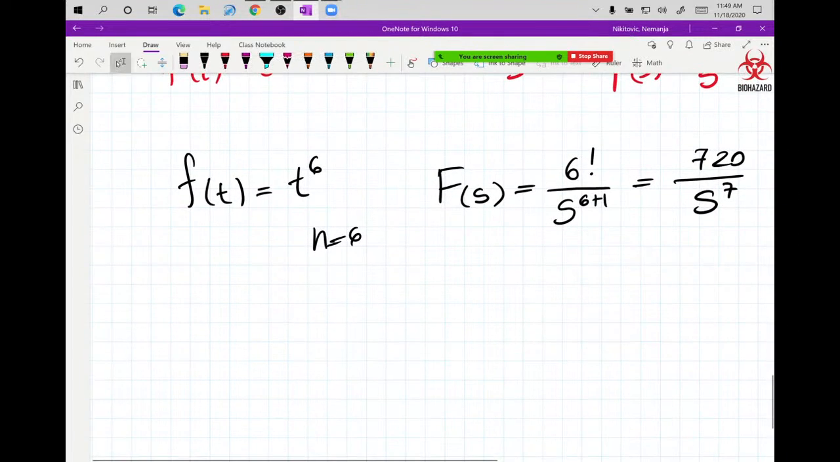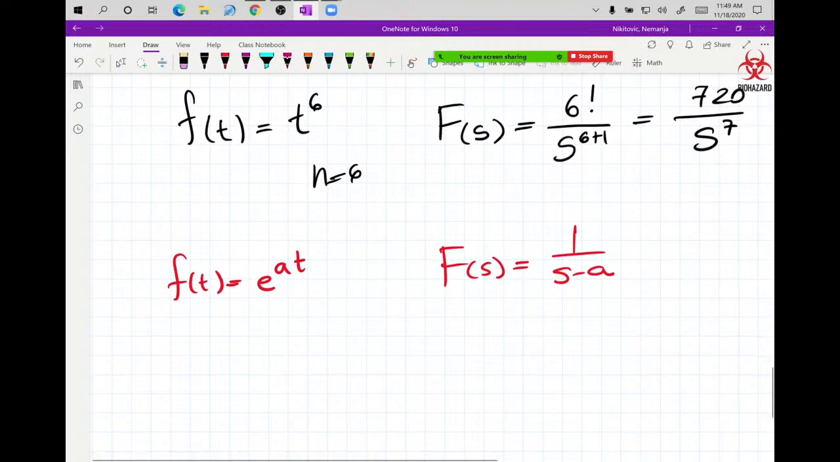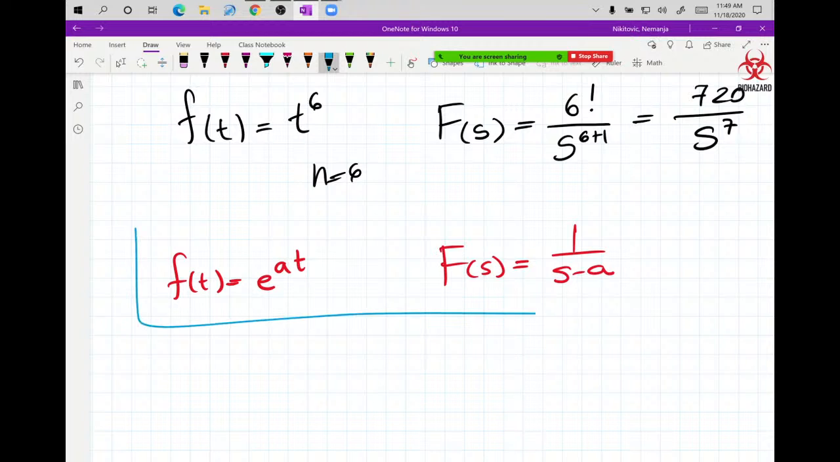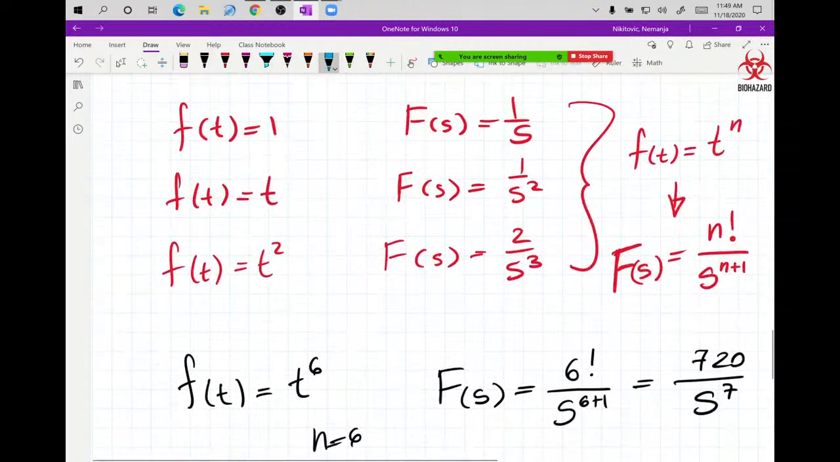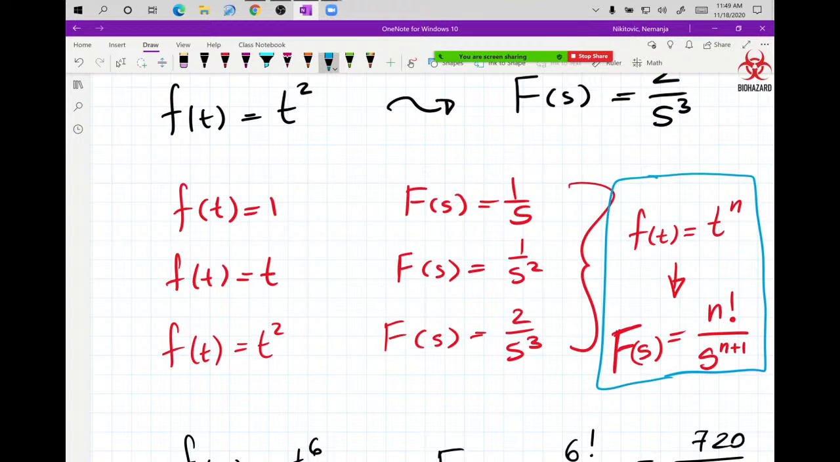So now, what are other shortcut formulas that we need to know? Here's the easy one. If your f of t is given as e to the at, so e to the 2t, e to the 7t, e to the negative t, whatever, the f of s part is going to be 1 over s minus a, this a here. So that's the formula.